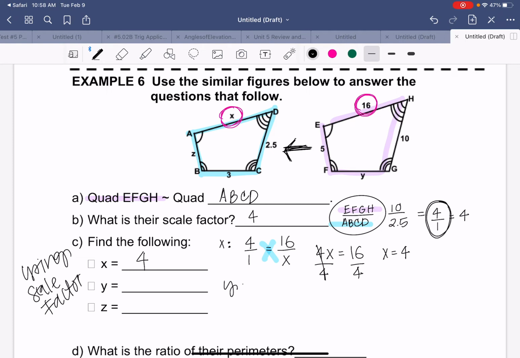All right, so let's find y. Again, we're going to use scale factor, so 4 over 1 is our first ratio. I'm trying to find y. Well, y belongs right here on FG, and the side corresponding with FG is BC, which has a value of 3. So I need to set it equal to its proportion with the missing side. Since it's purple over blue, or EFGH over ABCD, it's going to be y over 3. Then we cross multiply. So y times 1 is y, and 4 times 3 is 12. So y equals 12.